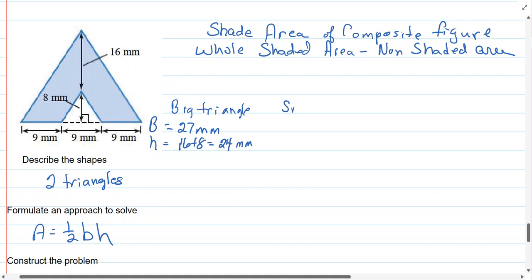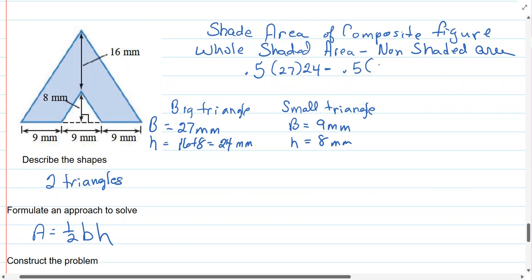And then I want the small triangle. So the base is 9 millimeters and the height is 8 millimeters. So now I'm going to do my formula. So I'm going to have 0.5, my base is 27, my height is 24, minus 0.5. I'm doing the smaller one, my base is 9, and my height is 8 to give me the shaded area.